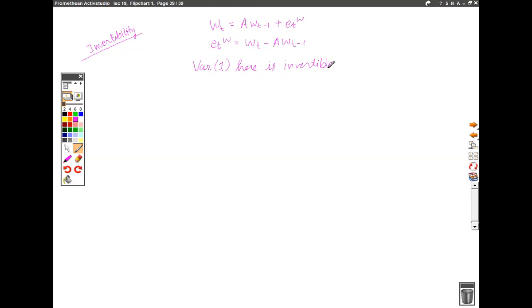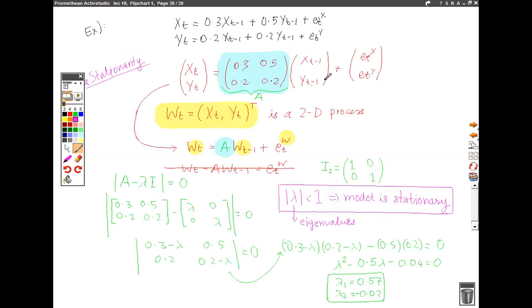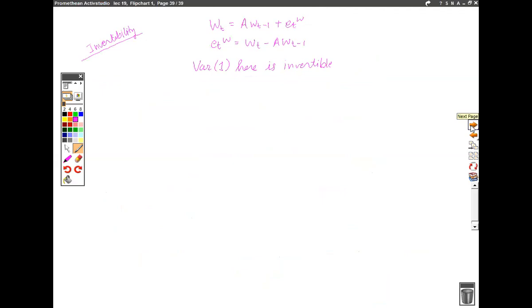So you know that once you have WT and WT minus 1, it has XT minus 1 and YT minus 1 and XT and YT. So you can always write the error term of X, which is ETX, in terms of XT and XT minus 1. I'm just rearranging this to go on that side. And if you take the upper variables, you get that you can write ETX using XT minus 1, XT and YT minus 1, right? So you can easily say that this is an invertible process.